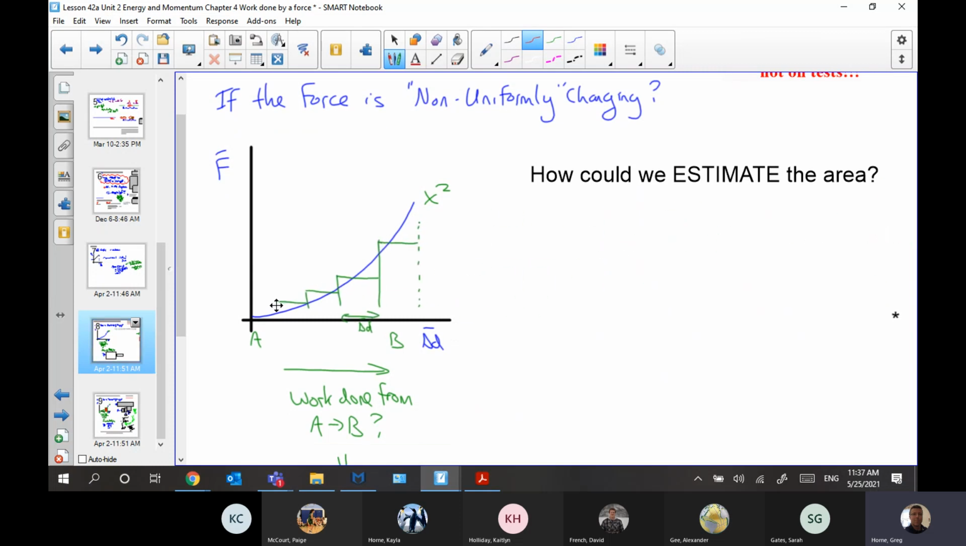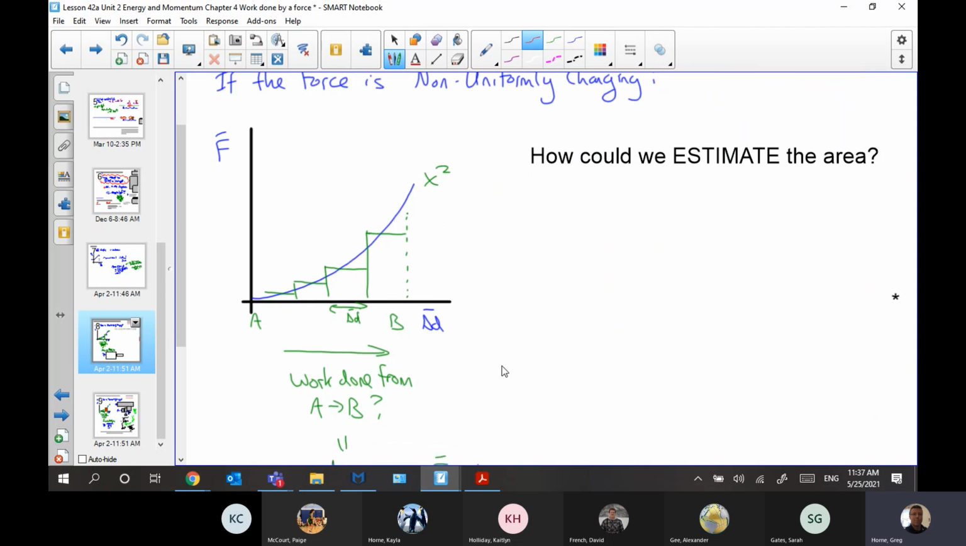If we're trying to estimate the area, it might look something like that, right? However you want to position this, you would basically divide that thing into a bunch of rectangles and add up those areas to get an estimate, right? So that's what they did in calculus.